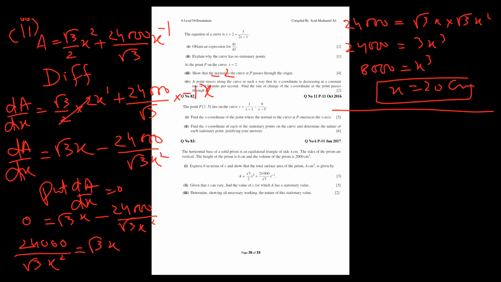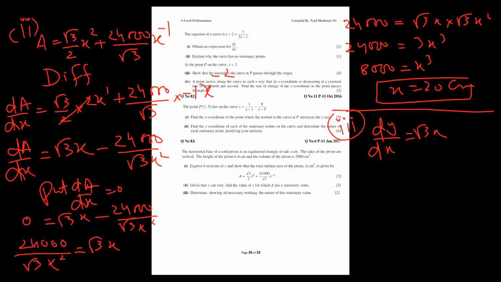Now for the next two parts, the nature. How do we find the nature? I will differentiate again, but I have to prepare first. This is part number 3, I'm going to start now. First of all, preparing means reshaping dA by dx. Just wait and watch how I reshape it.